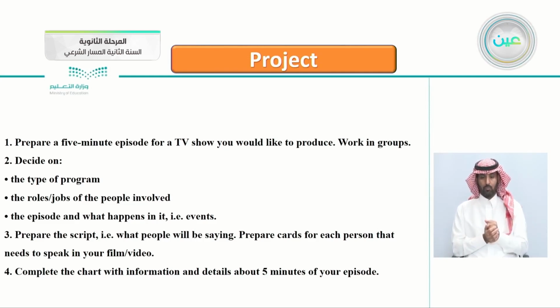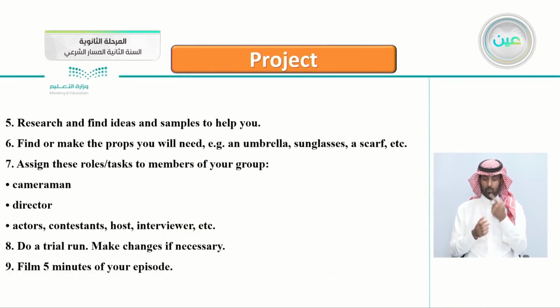Prepare the script, meaning what people will be saying. Prepare cards for each person that needs to speak in your film or video. Complete the chart with information and details about 5 minutes of your episode. Number 5, research and find ideas and samples that help you. Number 6, find or make the props you will need, meaning an umbrella maybe, sunglasses, a scarf, etc. Number 7, assign these roles or tasks to members of your group: cameraman, director, actors, contestants, host, interviewer, etc. Do a trial run, make changes if necessary. Film 5 minutes of your episode.